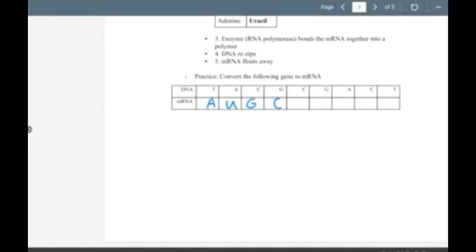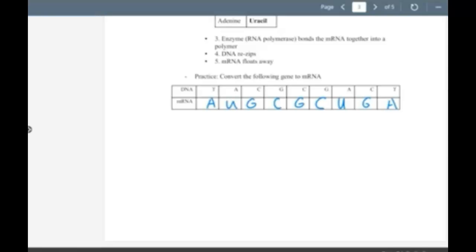Great job raising your hand. C is going to stick with G. How about G is going to stick with a C? Great. Uh-oh, and there's another A. U. Remember, Army uniform. C is going to stick with a G, and T is going to stick with an A. And so that's the complement of the gene, right? The DNA up here, that's part of the DNA that's in the nucleus. The messenger RNA is just a little bit of that DNA. Go ahead.